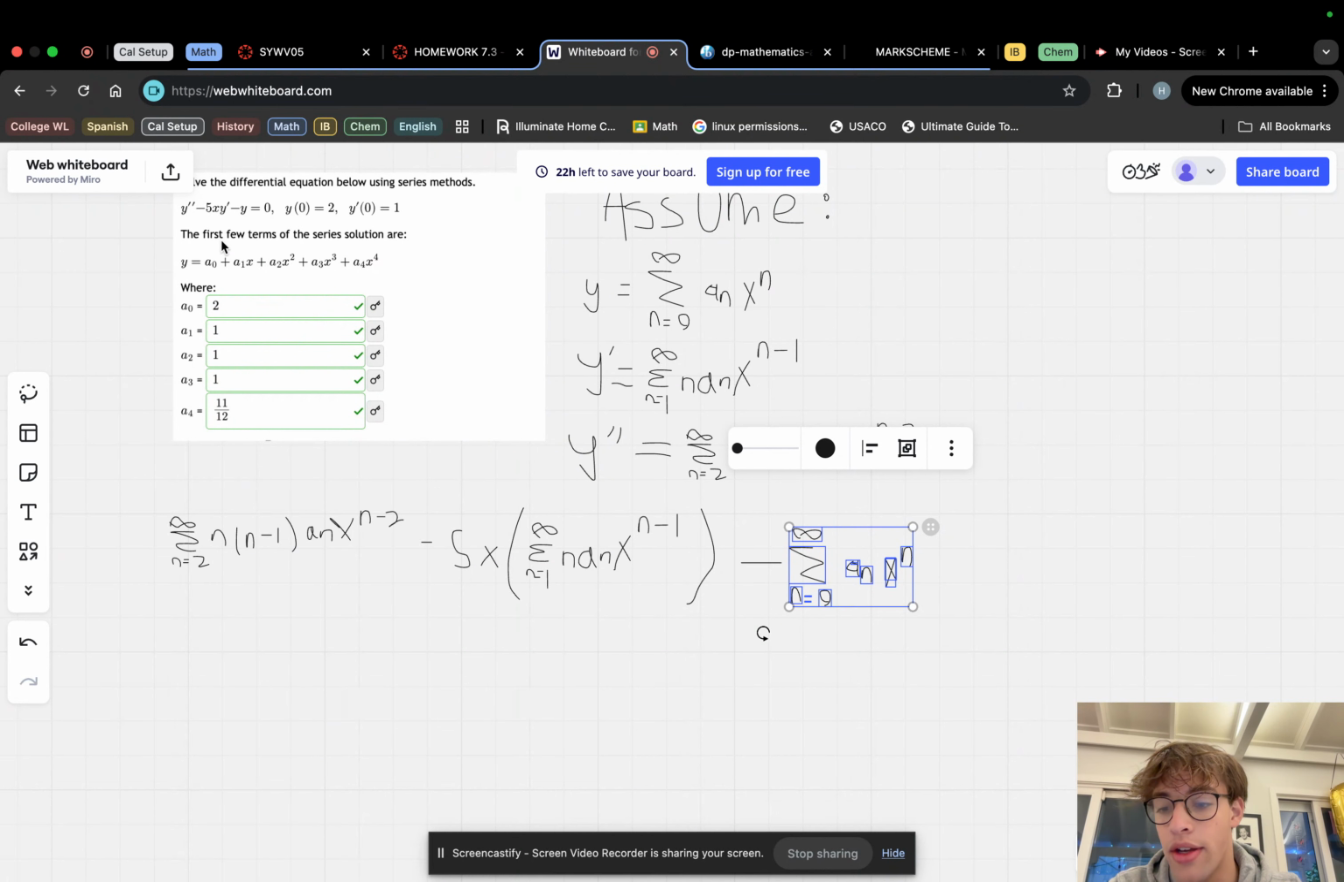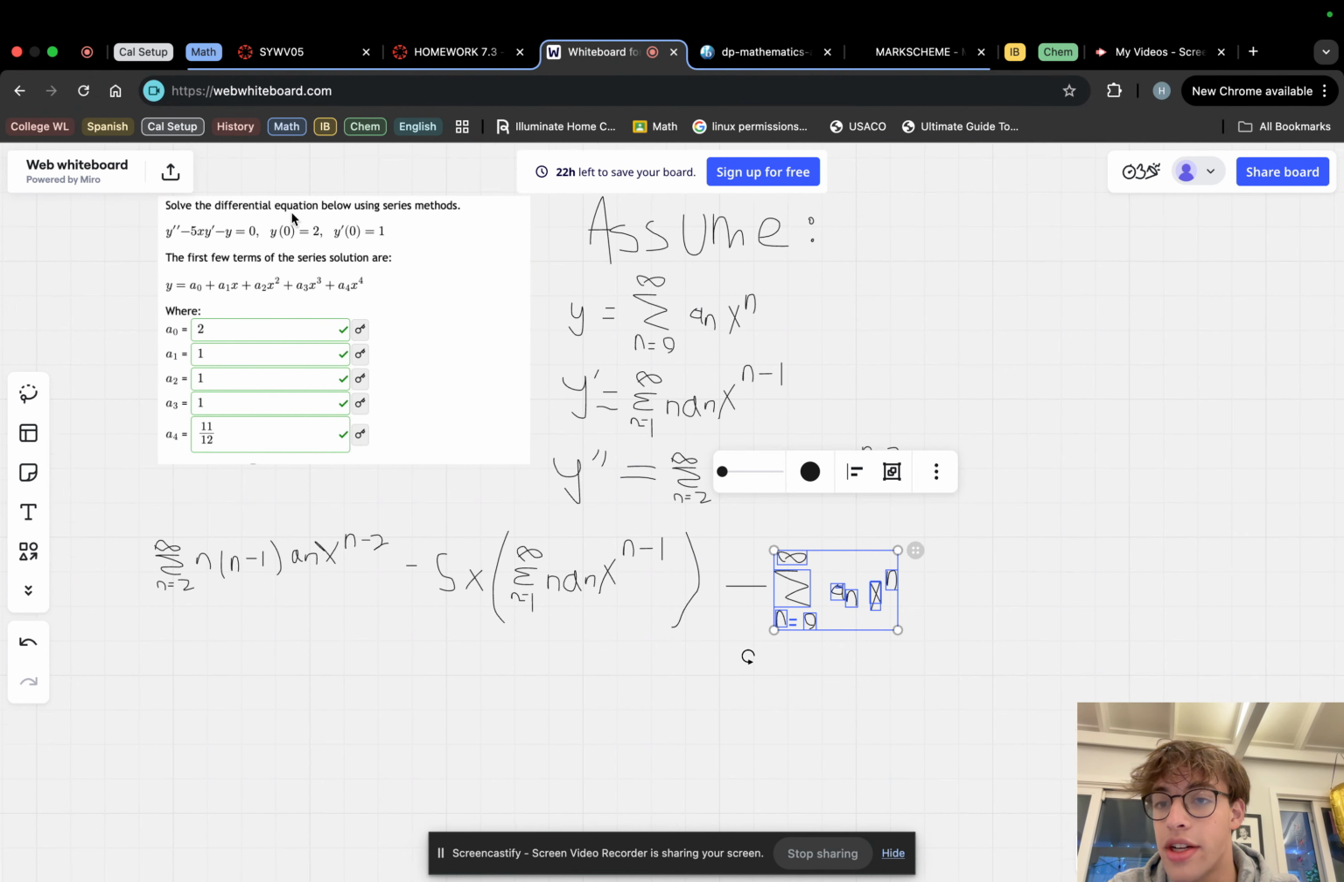A0 and A1 we are already given. We see y of 0 is 2. If you plug into this equation where x is 0, then this would go to 0, this would go to 0, and all other terms after would go to 0. So y of 0 is just A0, and y of 0 is 2, so we know that this first one's 2.